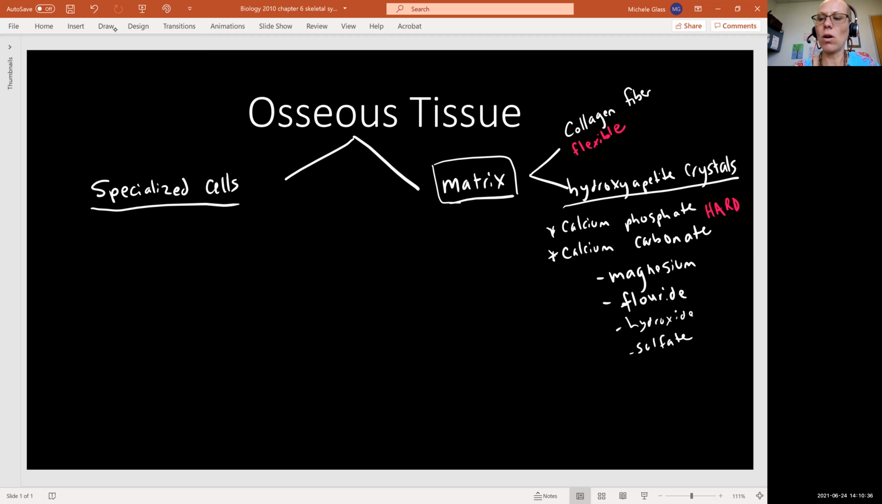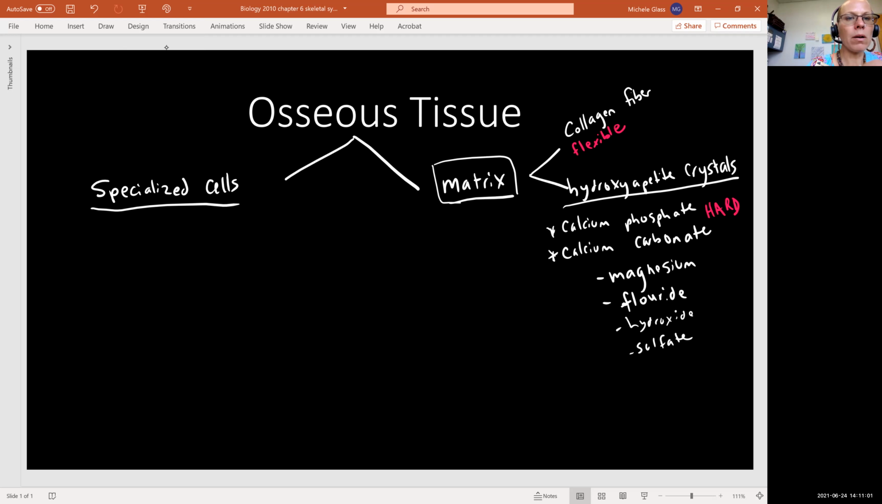It's the mineral component, the hydroxyapatite crystals, the calcium phosphate and calcium carbonate, that make the skeleton hard. So it's this beautiful combination that allows us to have a hard skeleton, but not one that shatters easily. The collagen fiber gives us a little bit of flexibility so we can bend without breaking, but the hydroxyapatite crystals make that framework very hard and stable.